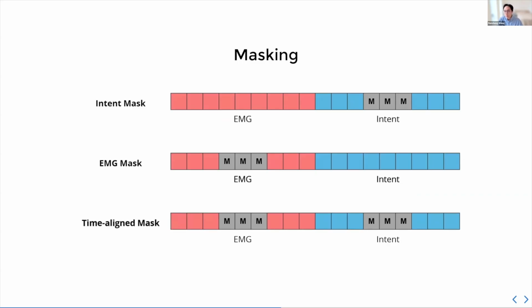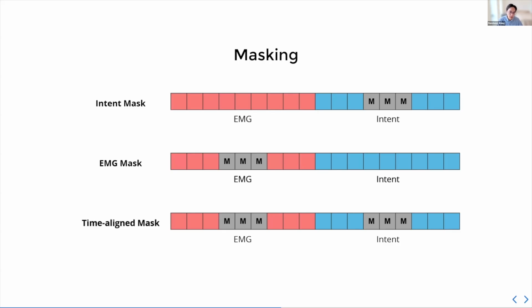But one other thing that masking allows us to do is create different pre-training tasks using the same multi-modal sequence, but choosing where to mask and where not to mask. So the three training tasks we have in our model are, from top to bottom, the first one, intent mask, where we fully unmask the EMG, and we only mask the intent section, right? And this essentially tells the model to predict the intent given EMG, very straightforward.